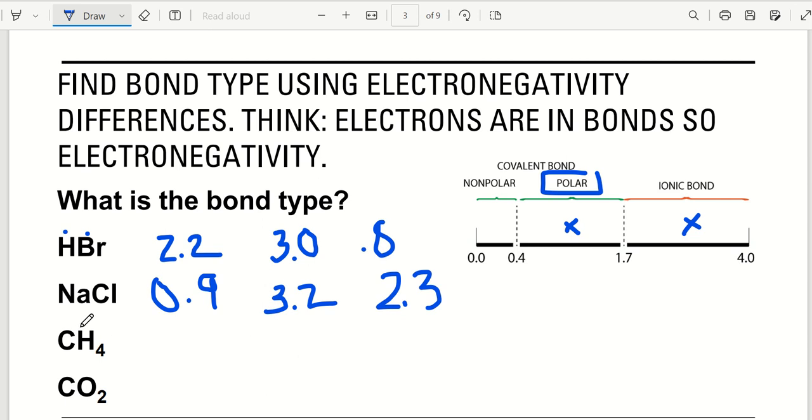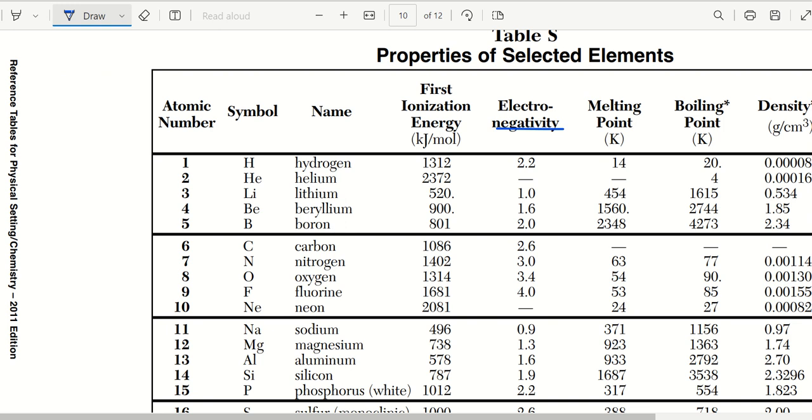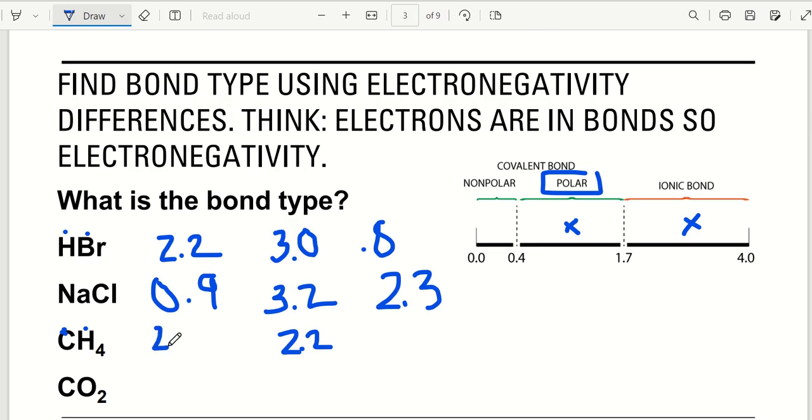CH4. Now, I don't want to do 4 literal subtractions. This means a carbon to a hydrogen, a carbon to a different hydrogen, a carbon to a different hydrogen, a carbon to a different hydrogen. So I just need C and H. H I already know is 2.2. So let's look up carbon, 2.6. That is 0.4. That's right here on this border. So it is weakly polar. Sometimes it is considered non-polar.